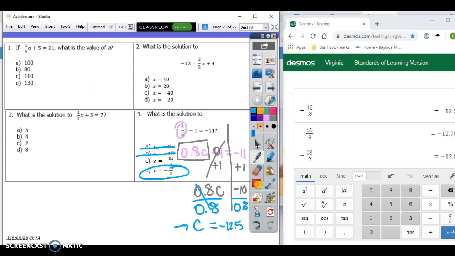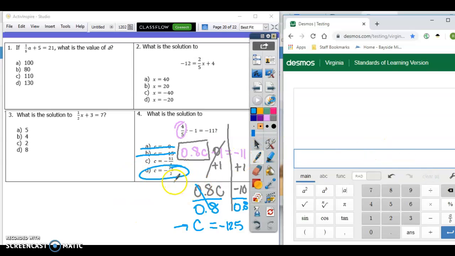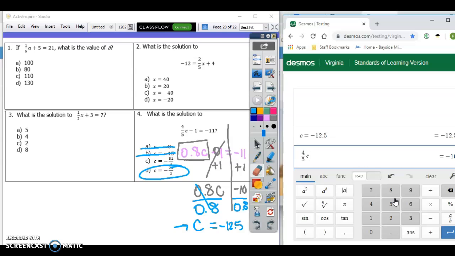So now I want to actually check before I circle my answer. So I think c equals -12.5. So I'm going to type in the problem. So the problem, let me erase this, was 4/5 c minus 1. And I should get -11, and we did. So that means we got the right answer. So I hope that helps you guys.